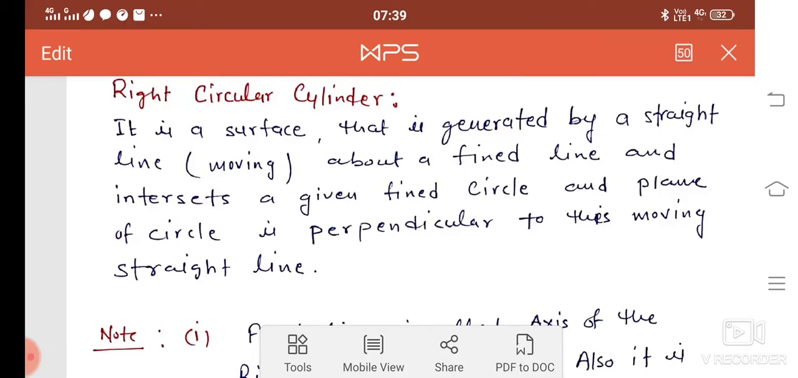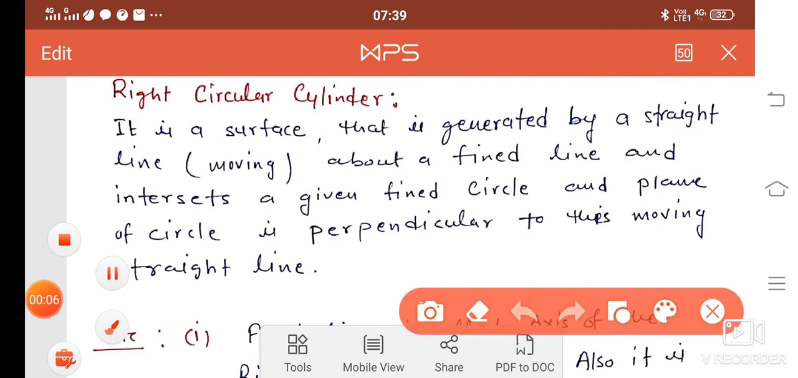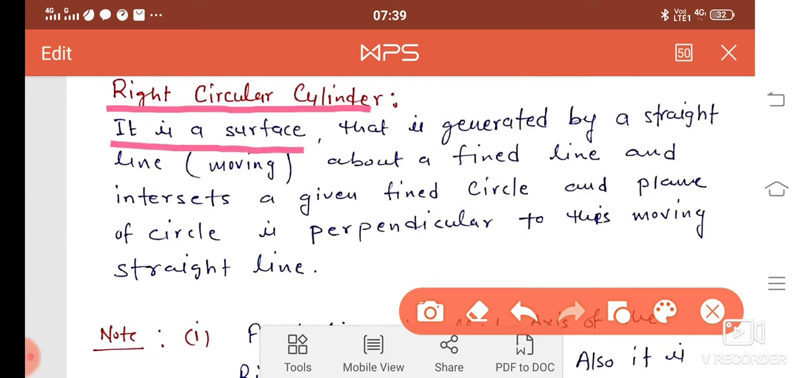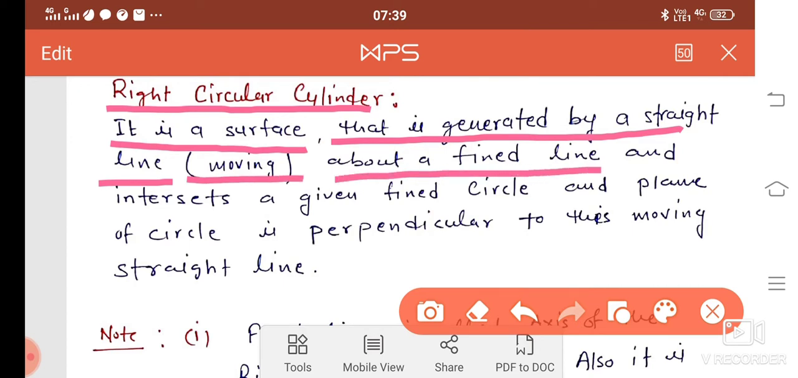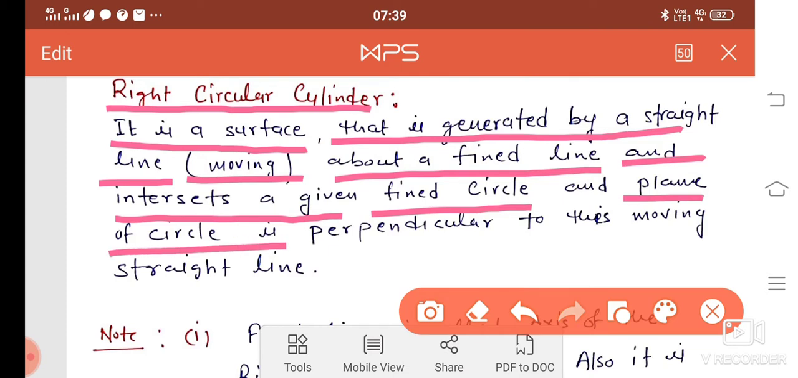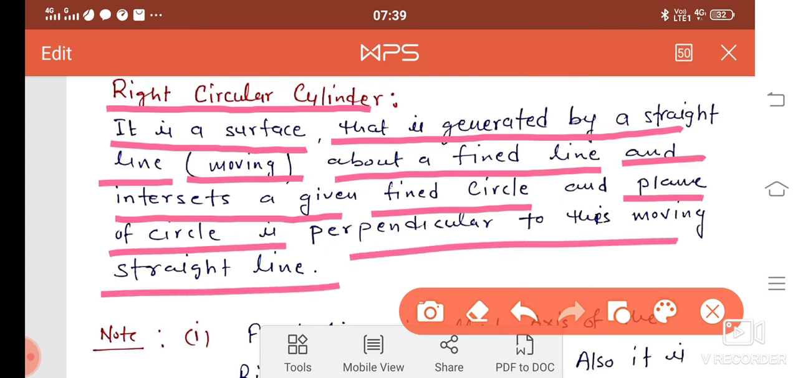Today we are going to discuss the right circular cylinder. First of all, see the definition of a right circular cylinder. It is a surface that is generated by a moving straight line about a fixed line, which intersects a given fixed circle, and the plane of the circle is perpendicular to this moving straight line.